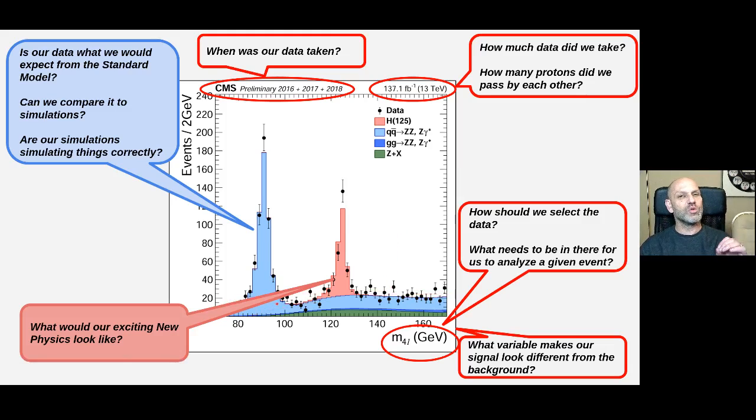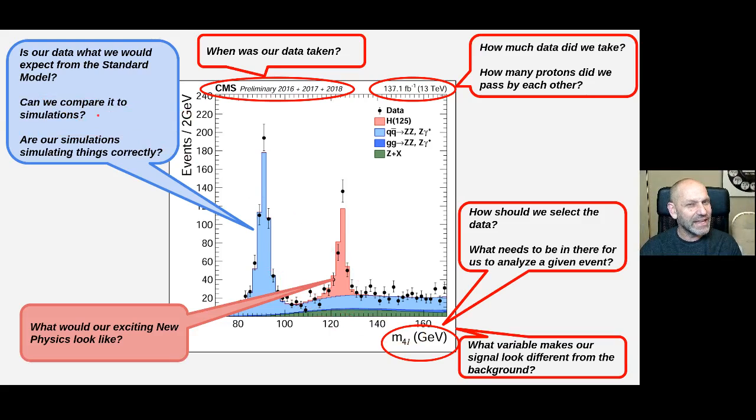Remember, your goal when you're looking at discriminating variables is to find a variable in which your signal looks different from background. Now, is our data what we would expect from the standard model? This is the blue as well as this green curves here. Can we compare this to our simulations?